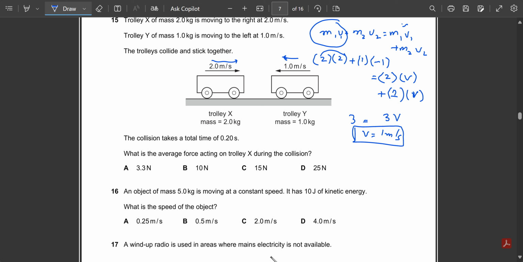So the change in momentum will be equal to mv minus mu, and I'm going to divide by t, so I'll get force. Mass 2, final speed was 1, initial speed was 2, and the time it has already told us. Once we solve this, this is 2 times minus 1, so minus 2 over 0.2, so this is minus 10. Since negative only shows the direction, it's 10 Newton.